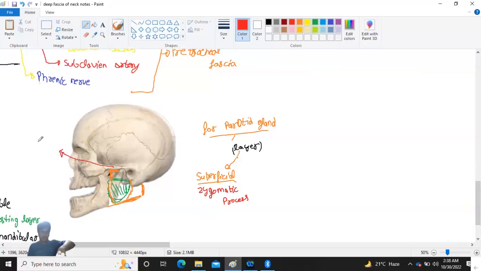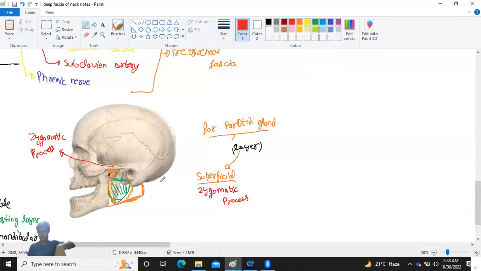This is the zygomatic process of the temporal bone. This is similar to the orbit margin. This is the temporal bone, which is facing towards the zygomatic bone. So it is the zygomatic process of the temporal bone, and this is the temporal process of the zygomatic bone. So this is the zygomatic process.